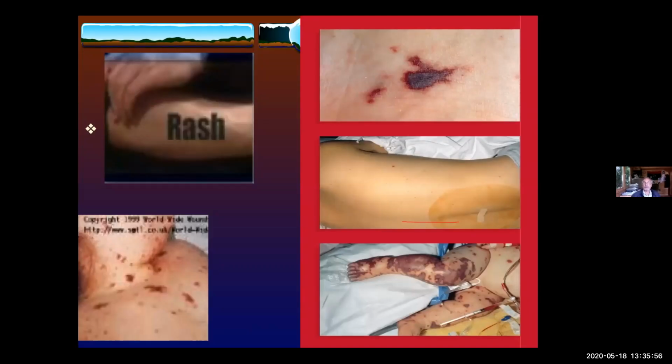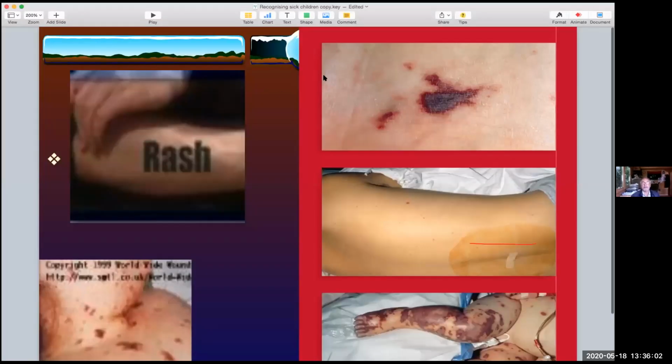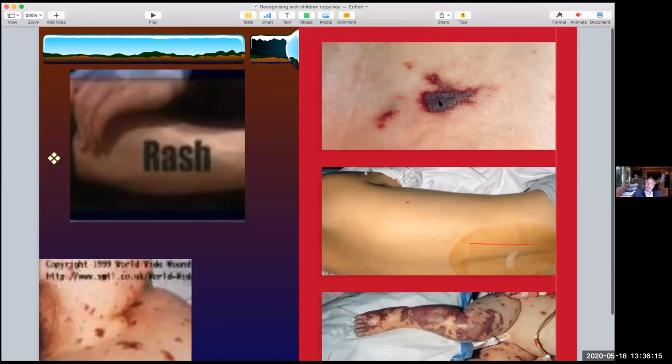Just a few photos, and you can see the top one here. This is typical of what we call purpura, just bleeding under the skin, and sometimes you feel it, and when you press on it, it doesn't disappear. And the same thing, a lot of petechial rashes here.